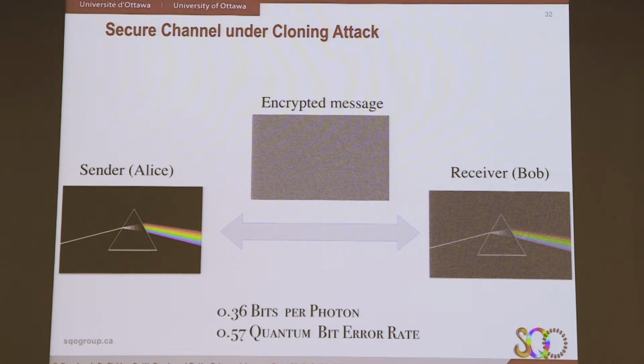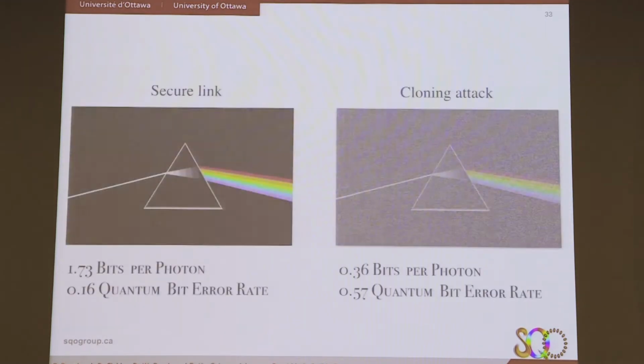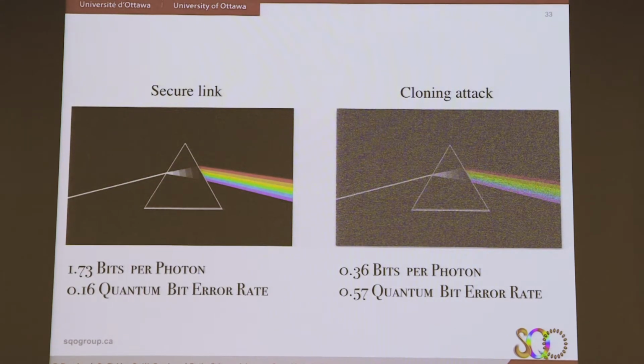And if Bob, assuming that the channel is secure, which is not secure anymore, starts to recognize the pattern, he sees that it contains a lot of noise. So as a consequence of Eve, the bit error rate increases from 16% to 57%, and the bits per photon, which was 1.73, lowers to 0.36. By the way, this is not a secure channel. And that's the comparison between the two sides.